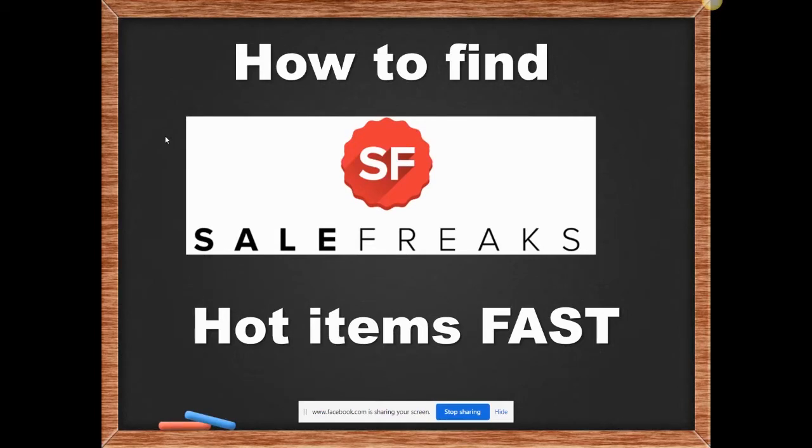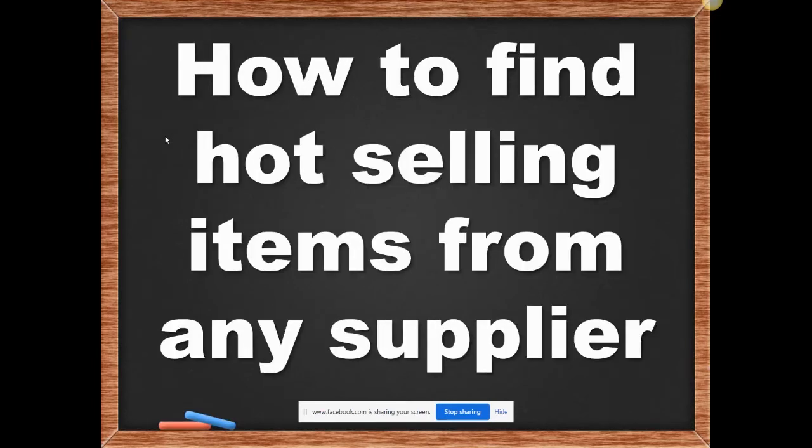Today's lesson is going to be about how to find hot selling items and how to find them fast. In order to do this, we're going to use Zik Analytics. You can apply this to any supplier, guys. It doesn't matter if you're using Amazon or Walmart or Home Depot. This is a method you can apply to any supplier, really. So let's get to it.